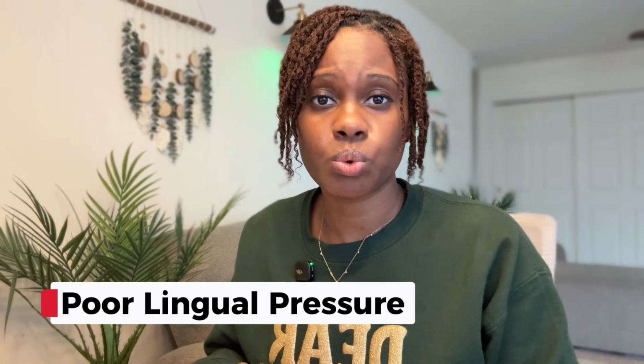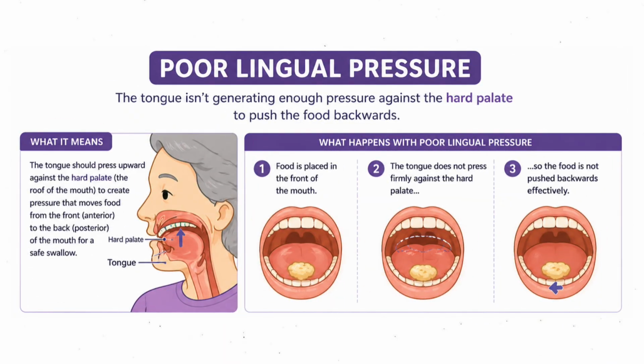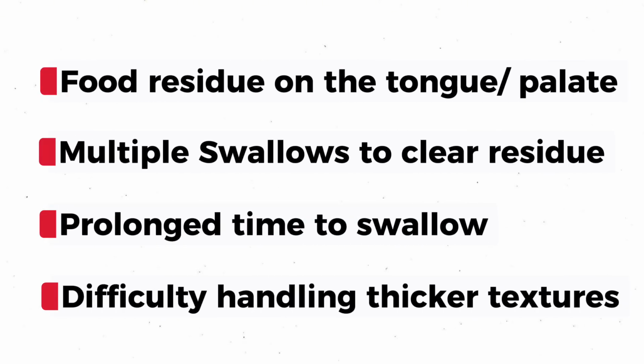And lastly, we can see something that's known as poor lingual pressure. This means the tongue is not generating enough pressure against the hard palate to effectively propel the bolus backward. The symptoms that you may see are food residue on the tongue or hard palate, needing multiple swallows to clear the mouth, prolonged oral transit time, and difficulty moving thicker textures efficiently.